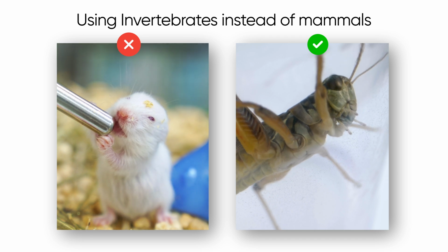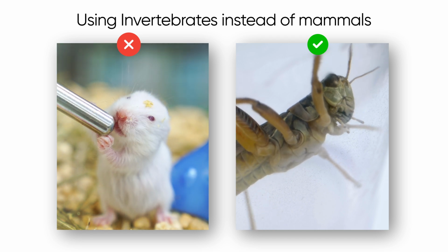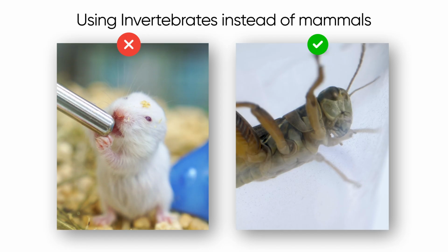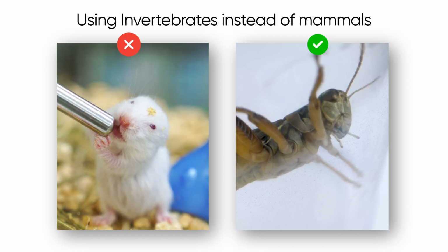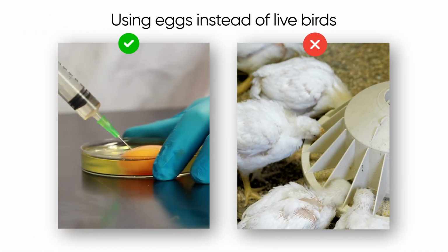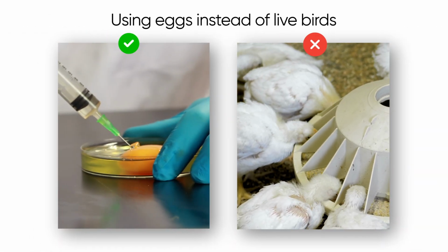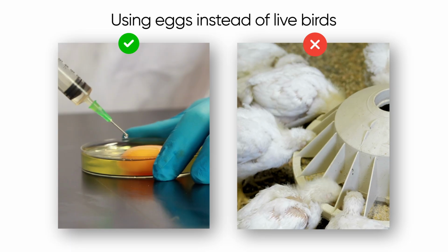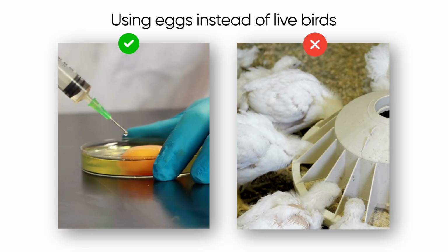Using invertebrates instead of mammals. Instead of testing drugs in mice, what researchers can do is test that drug in insects first when appropriate. Using eggs instead of live birds. Researchers can test vaccines in chicken eggs instead of live chickens as appropriate.